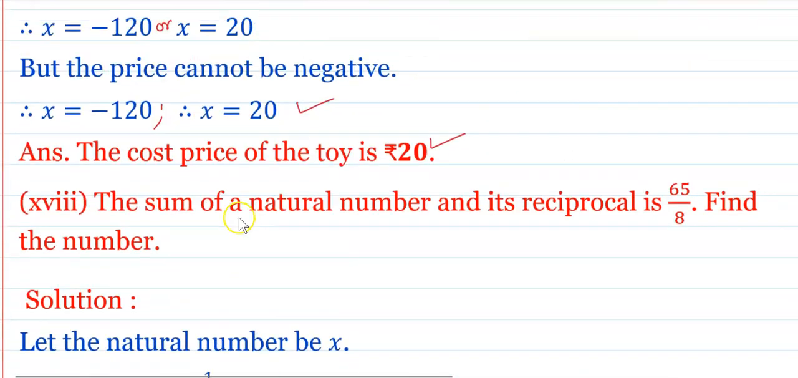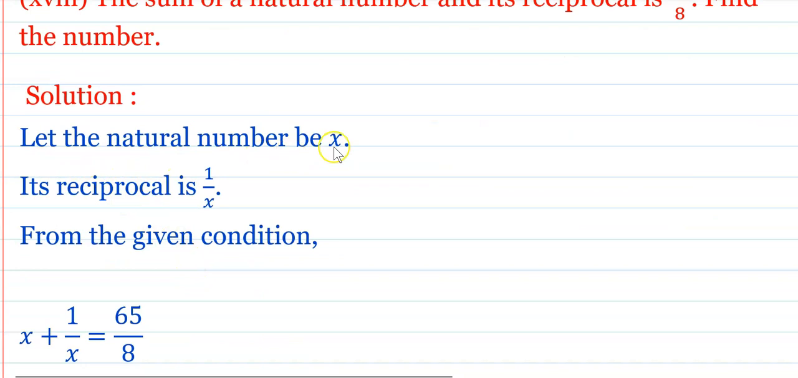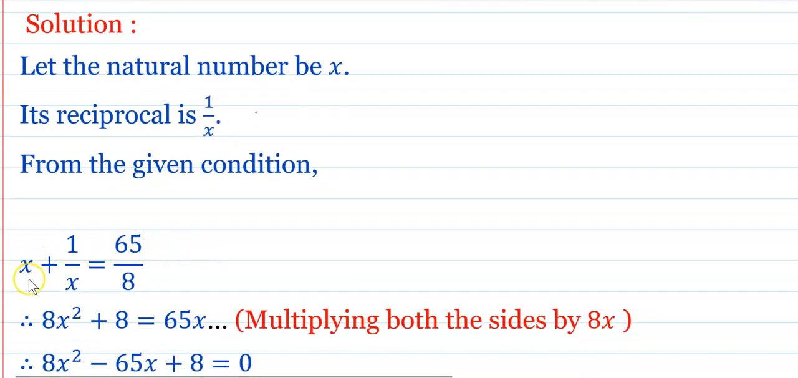Now the next example. The sum of a natural number and its reciprocal is 65 upon 8. Find the number. Let the natural number be x, its reciprocal is 1 upon x. From the given condition, number plus its reciprocal is 65 upon 8. Simplification: multiply on both sides by 8x. Then you will get 8x square. If you multiply here by 8x, x and x will get cancelled, you will get 8 here. 65 upon 8 into 8x, 8 get cancelled.